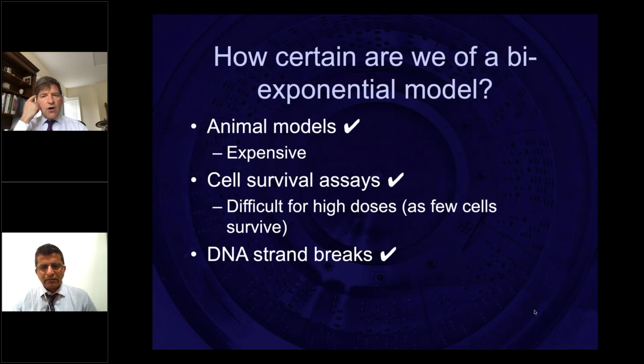So how certain are we of a bi-exponential model? Well, we have animal models that have verified a bi-exponential repair. We have cell survival assays, and we have DNA strand breaks. All of these agree with each other. So the evidence is overwhelming.